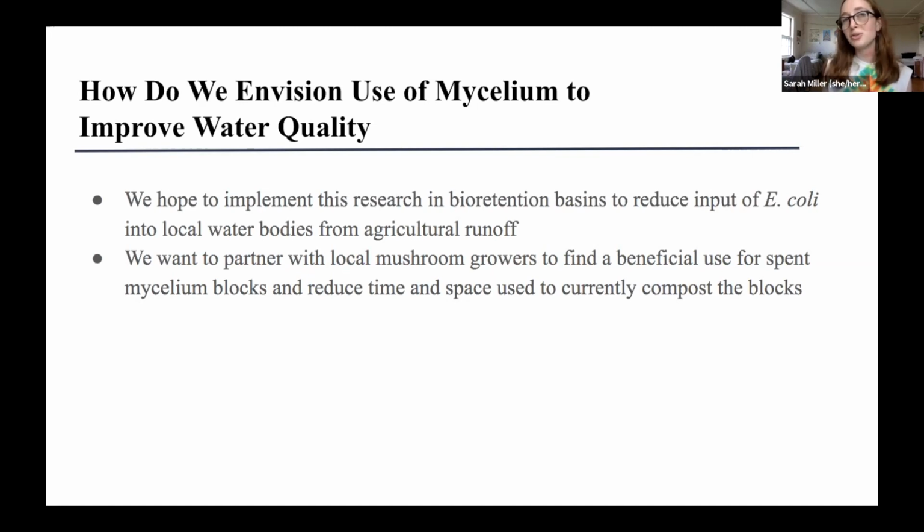We hope to improve the quality of water in these local bodies of water by preventing that E. coli from flowing into local bodies of water from agricultural runoff.